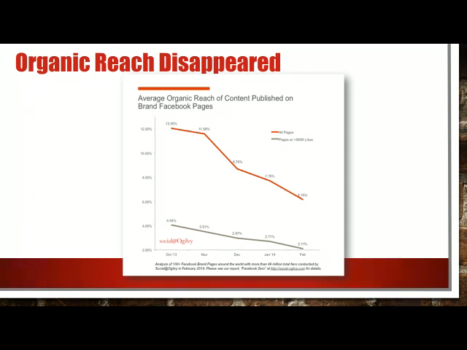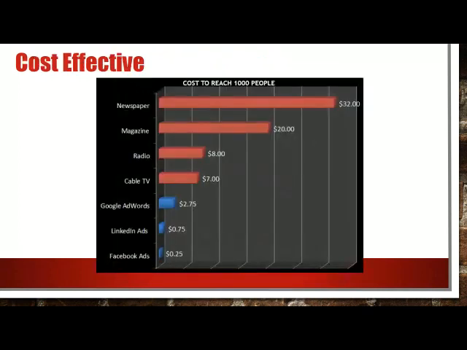So now, in order for me to reach those fans, what I could do is spend some money, and that's exactly what they had in mind, and that's the way it really works now. If we were to spend some money on different ways to get in front of people, for every 1,000 people we want to reach, in a newspaper it'd be about $32. To reach that same 1,000 people in a magazine, which maybe is a little bit more specific by topic, $20. Radio, 8, cable, 7.